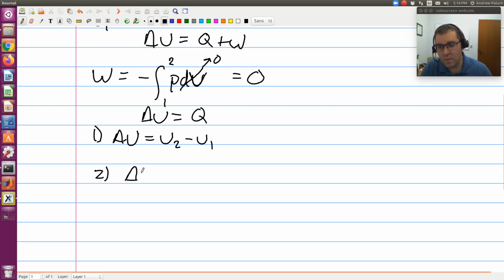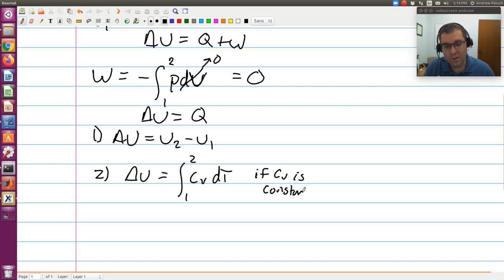The other scenario, especially for the ideal gas problems that you have in your quiz, is that delta U is equal to the integral of CV dT, where you integrate from your initial to your final state. Now, for an ideal gas, in general, CV is a function of temperature, and there are polynomials given in the back of the book. If though CV is constant, which is what appears on the quiz, just to make it easier on you, then I can pull it out of the integral, and I just get delta U is equal to CV times T2 minus T1.